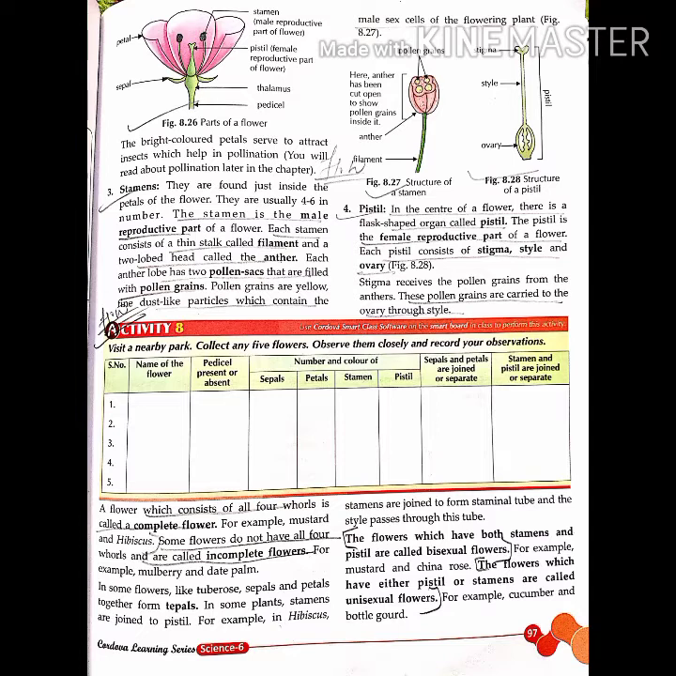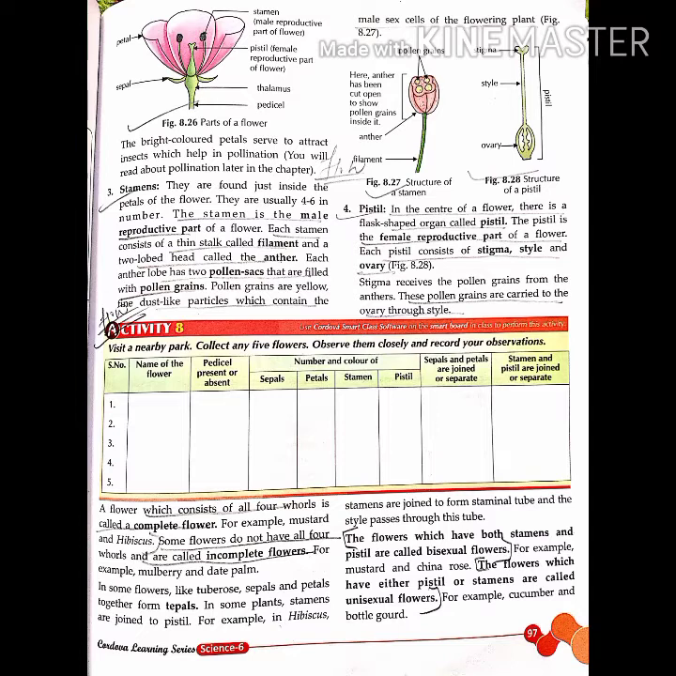This stigma receives the pollen grains which are present in the same flower. These pollen grains are carried to the ovary through the style. The style is the pipe-like structure; when the pollen grain comes to the stigma, through this style it reaches the ovary. Like this, pollination takes place in a flowering plant. This style is joined to the stigma and to the ovary.